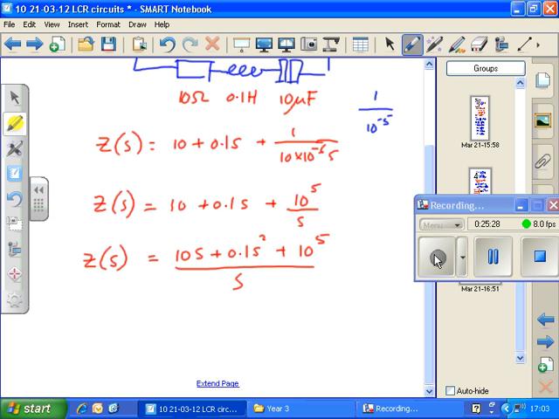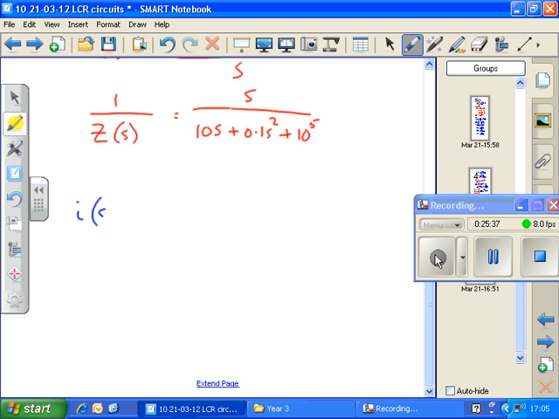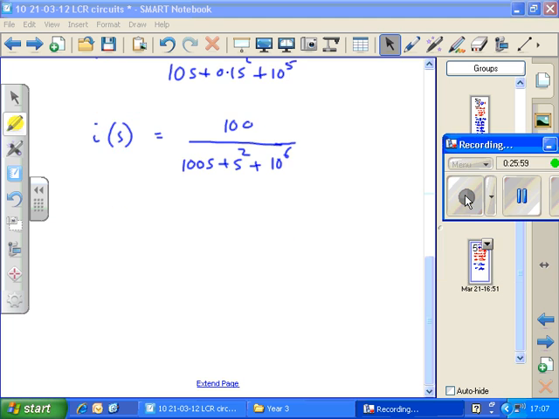So if I just leave you for a minute or two to carry on from that point. So I can write 1 over z is that, and then I can plug them in to get the current. IS equals effectively 10 over, because the s is cancelled. Now multiply everything by 10 to get rid of the 0.1 in front of the s squared, and you're away. This gets us to here.